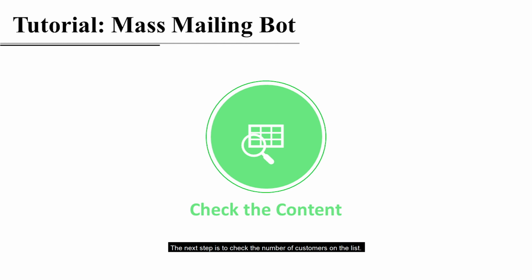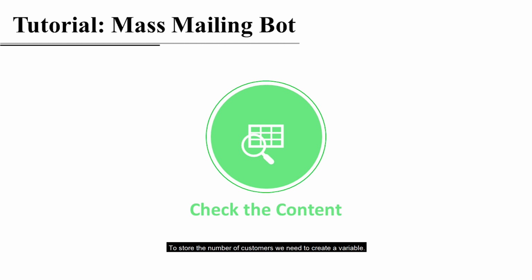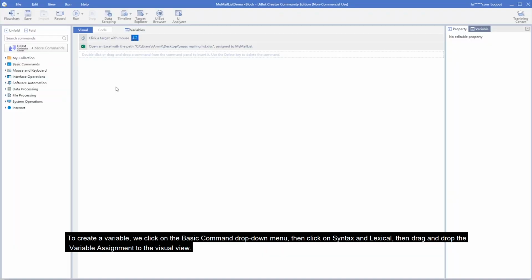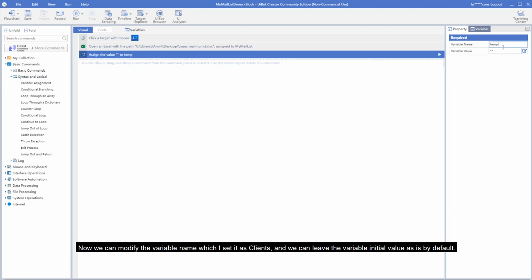The next step is to check the number of customers on the list. This process consists of two sub-processes: checking the number of rows that indicate the number of customers, and storing this value for future references. To store the number of customers we need to create a variable. To create a variable, we click on the Basic Command drop-down menu, then click on Syntax and Lexical, then drag and drop the Variable Assignment to the visual view. Now we can modify the variable name, which I set as clients, and we can leave the variable initial value as is by default.